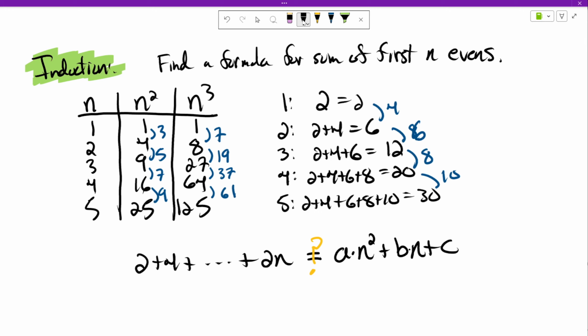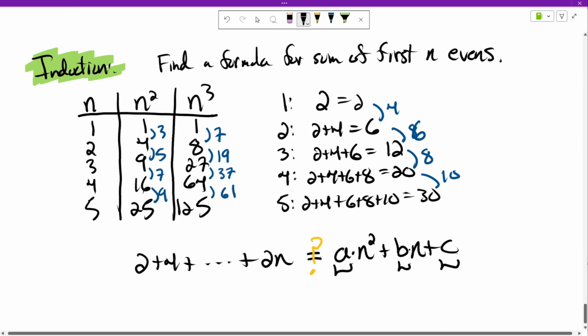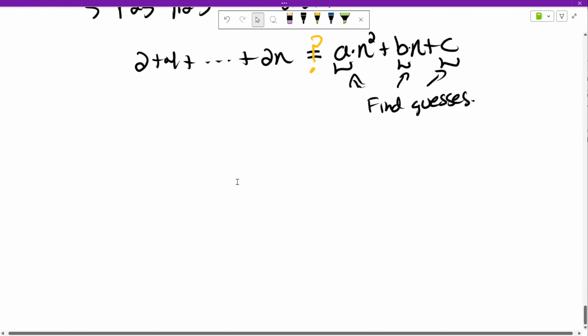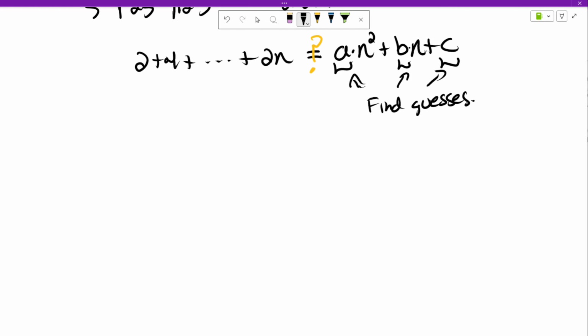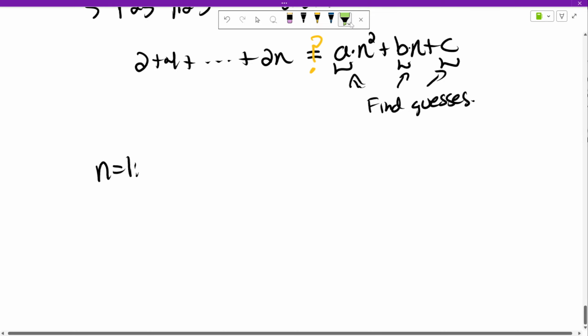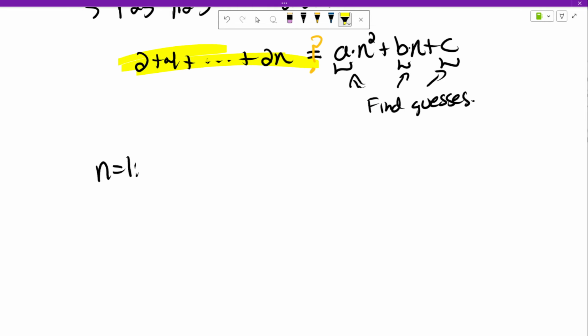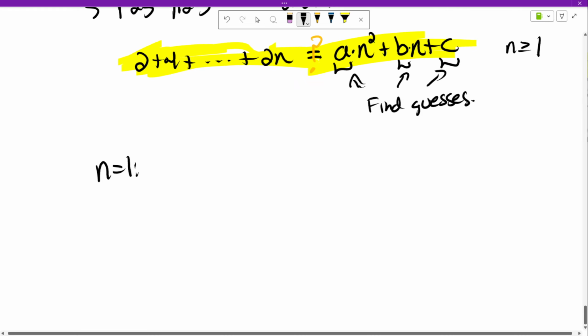And so the question is, well, if it's a quadratic function, what in the world are a, b, and c? We need to find guesses for these. And the way in which we're going to find guesses is we're going to go about it in an intelligent way, and then we're going to plug in various n values, and then we're going to get a system of equations. And then I'll tell you what the solution to that system is, but you're welcome to solve it using whatever method you like. So if we take our proposed formula, let me highlight it even. Here's our proposed formula. And this should be true for n bigger than or equal to 1.